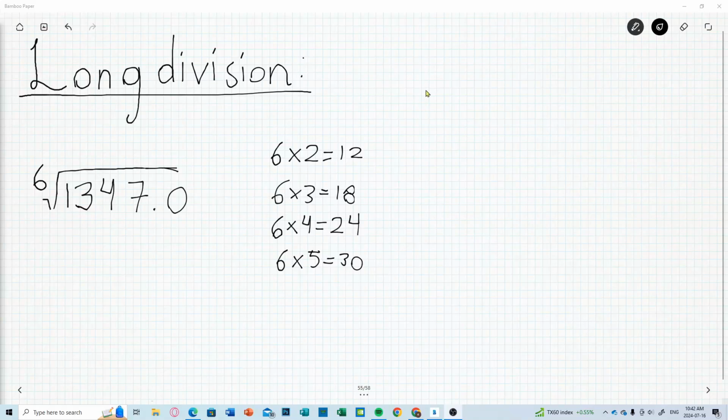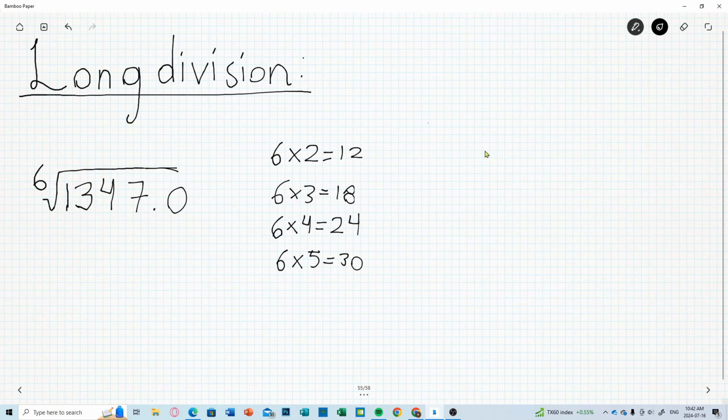Today we're going to be doing long division and doing a couple examples. First off without any variables, and then later on we're going to do ones with variables. So to start, we're going to do 1,347 divided by 6. And when you're doing long division, you want to write out some of the multiples on the side just so it makes it easier for you later.